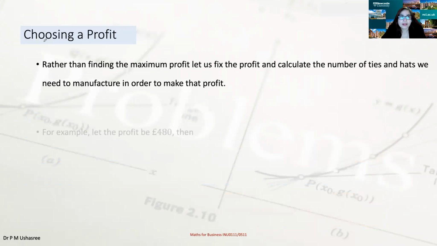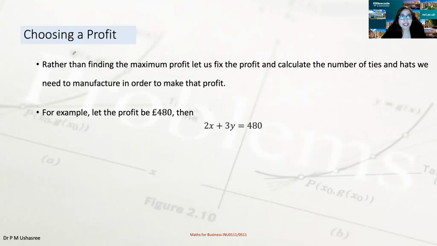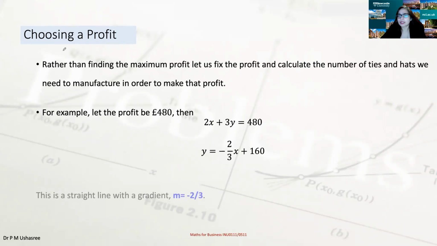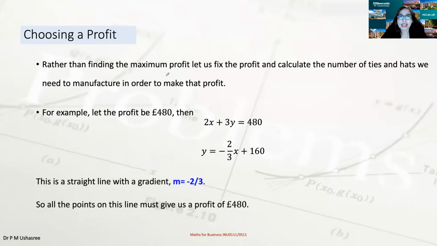Okay. Now let me tell you another approach where you can choose an arbitrary value. You choose a profit value and then find the max and then come to a decision. For example, you can fix the profit to be 480 pounds. Then your equation P is equal to 2x plus 3y will become 2x plus 3y is equal to 480.